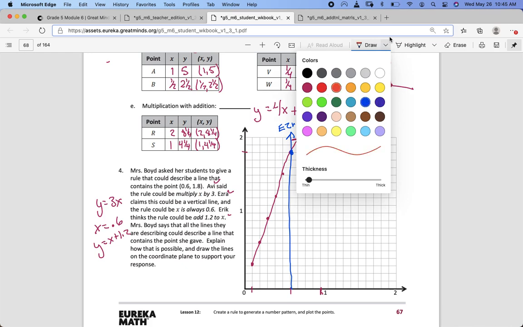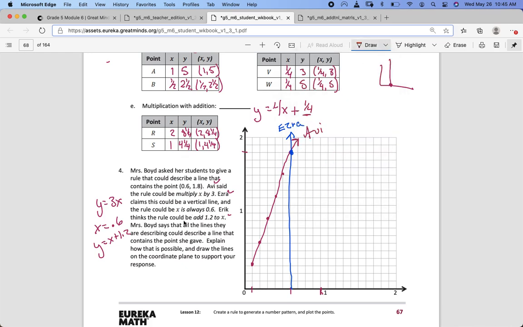The last one, I'll make it orange. And we're calling this one Eric. Add 1 2/10 to x. So if x is 1/10, y would be 1 3/10. If x is 2/10, y would be 1 4/10. If x is 3/10, it would be 1 5/10. If x is 4/10, it would be 1 6/10.